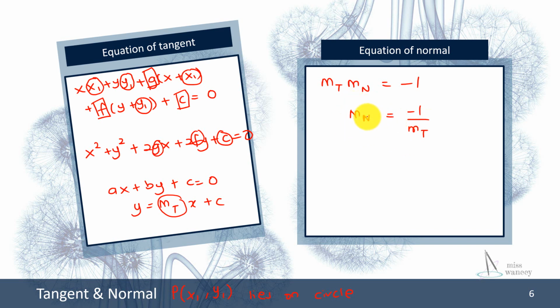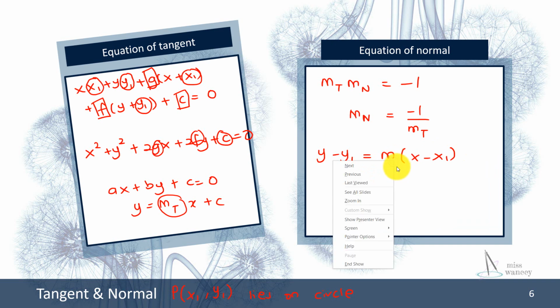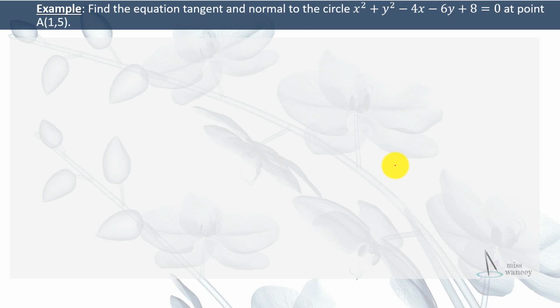Once you have the gradient of the normal, we substitute into y minus y1 equal to m(x minus x1). So this m is the gradient of the normal. Substitute the gradient of the normal, the y coordinate of P and the x coordinate of P, and then we get the equation of the normal. So let us look at one example for this.